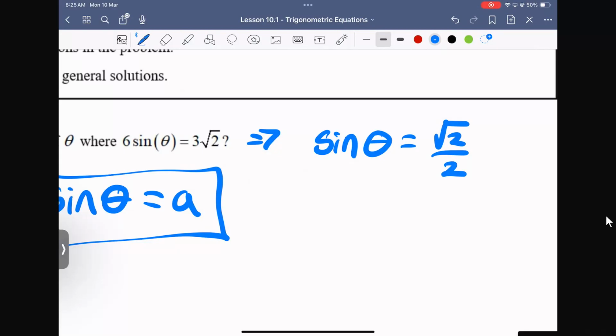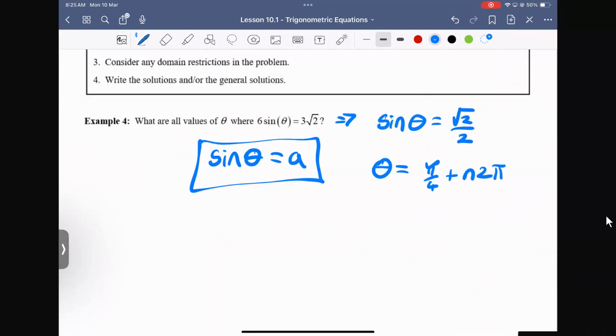What would the answer be here for this one? Theta is equal to pi over 4 plus n 2 pi. Anything else? Negative pi over 4. No, that's for cosine. Let's do a sketch of the unit circle to help you catch little errors. You don't have plus minus for this one, that's for cosine.